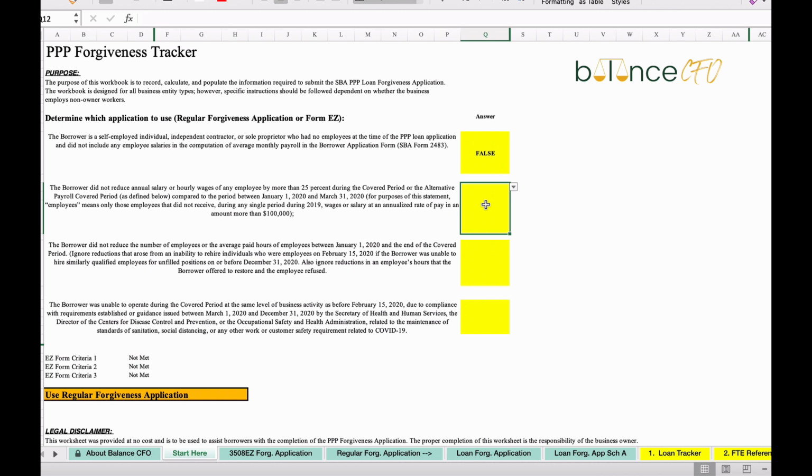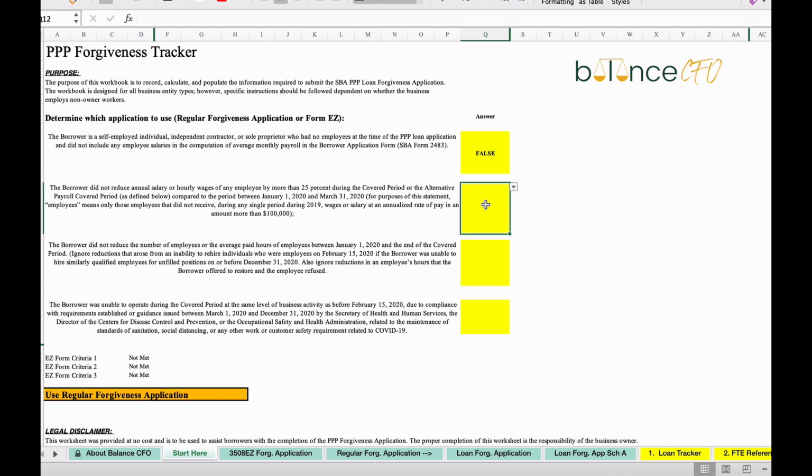So the second criteria is the borrower did not reduce annual salary or hourly wages of any employee by more than 25% during the covered period or alternative covered period compared to the periods between January 1st and March 31st. And it talks about that. So basically, if you did not reduce your employee's salary, and this is base salary we're talking about, so that doesn't include commissions and tips and all of those things. This is base salary or hourly wage. So previously, if you were paying them $12 an hour, if the same employees came back and you continued to pay them $12 an hour, then you could say yes here.